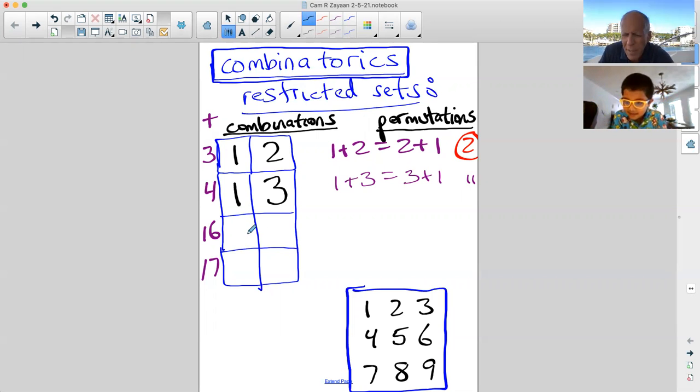Now, can you give me the fact for 17? Do you remember that one? Yeah, 9 plus 8. Oh, man, Zayaan, you are something else, buddy. I am very, very impressed. And of course, the permutations are?